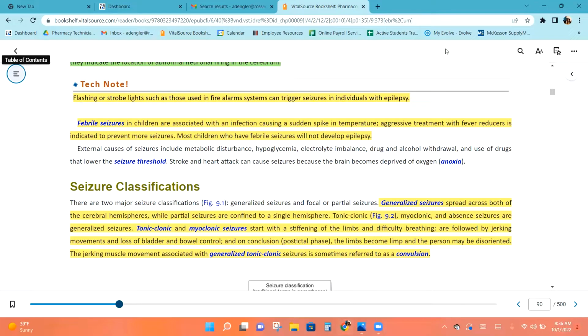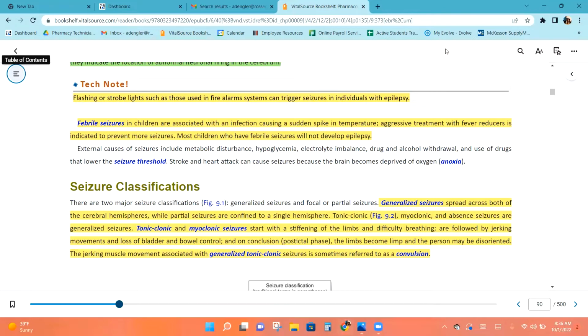External causes of seizures include metabolic disturbance, hypoglycemia, electrolyte imbalance, drug and alcohol withdrawal, and use of drugs that lower the seizure threshold. Stroke and heart attack can cause seizures because the brain becomes deprived of oxygen, which is called anoxia.